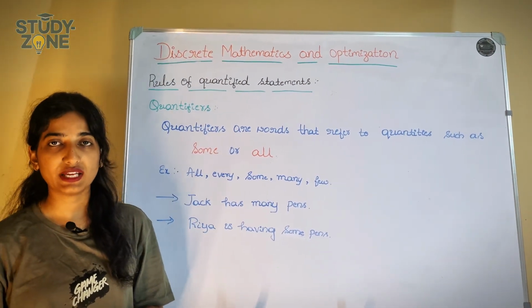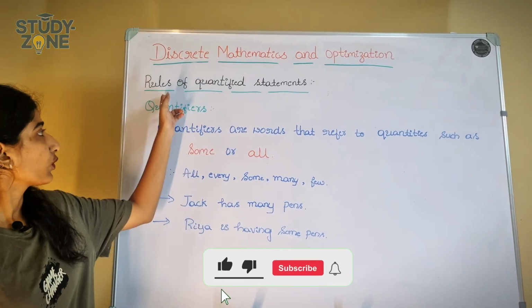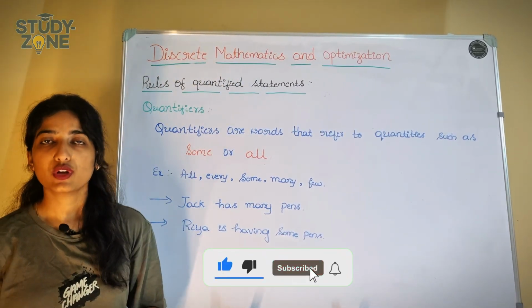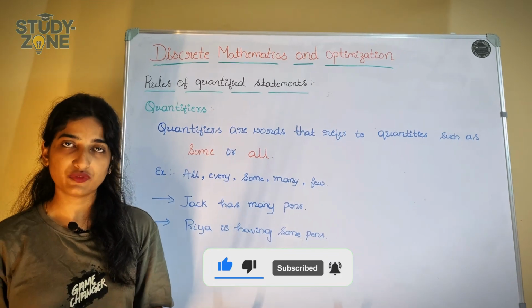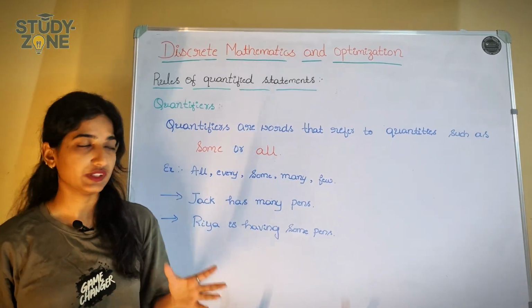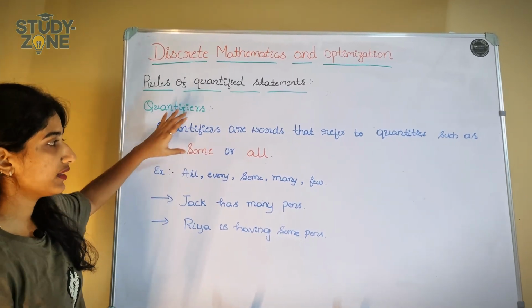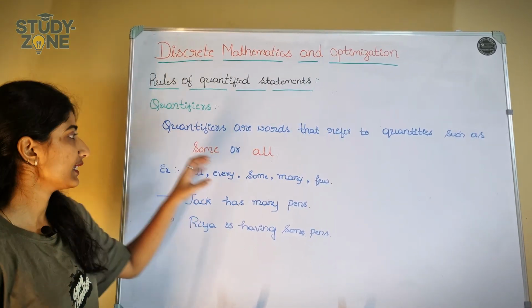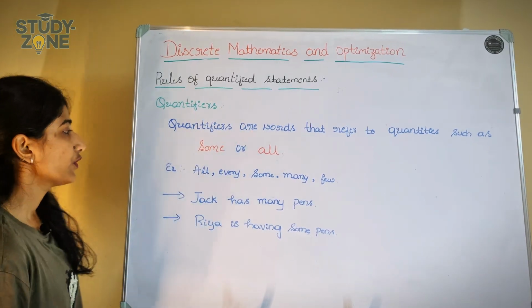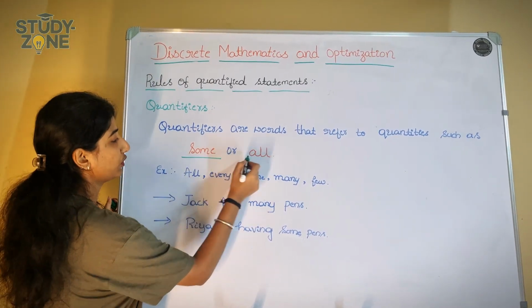Today I am going to explain the next topic, that is rules of quantified statements. So before understanding what quantified statements are, let us be clear about what quantifiers are. Okay, so quantifiers are words that refer to quantities such as some or all. So we have to remember these two terms.